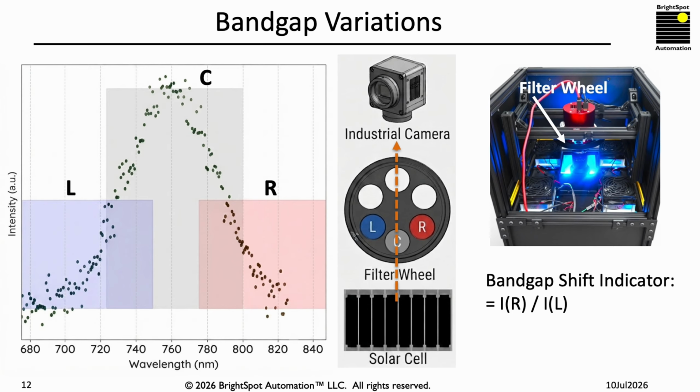For those folks who are interested in monitoring the variation in band gap from panel to panel or even within a panel, we can do this by using a filter wheel in front of the camera. And we can install, for example, 3 different filter stacks within that wheel, one to look at the left side of the spectral emission, one for the center, and one for the right. And then we can do some simple math to look at that drift.